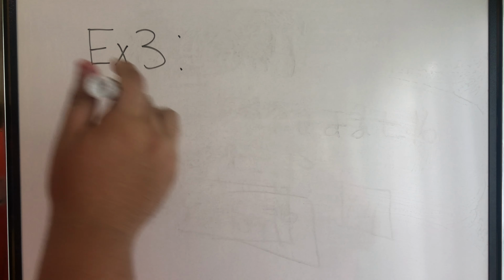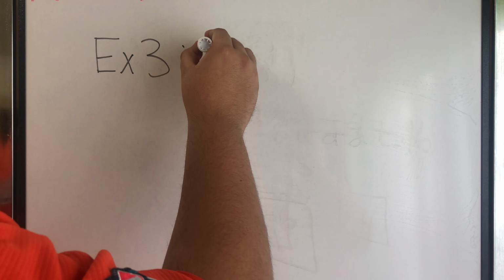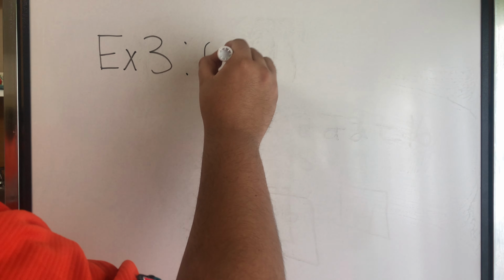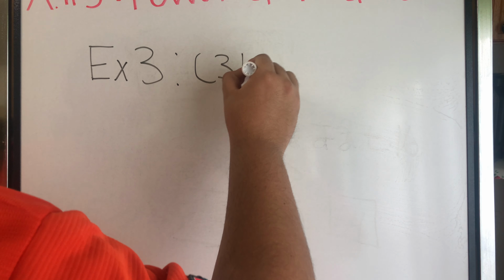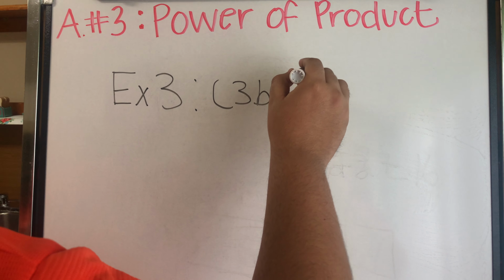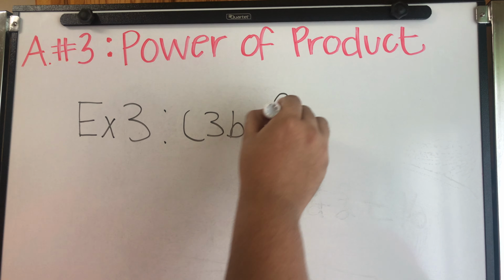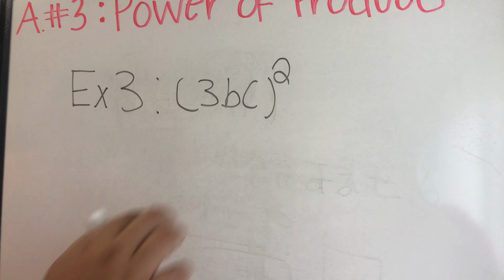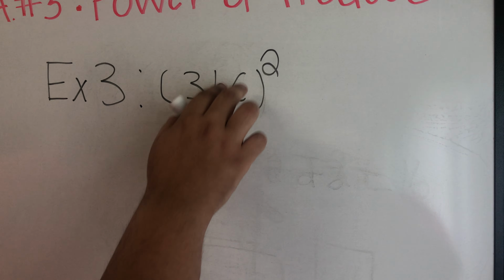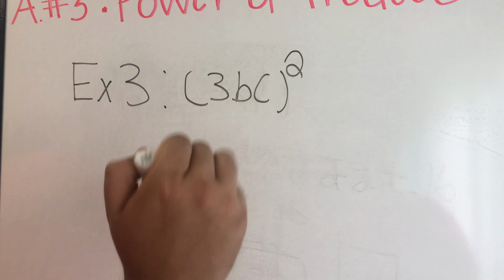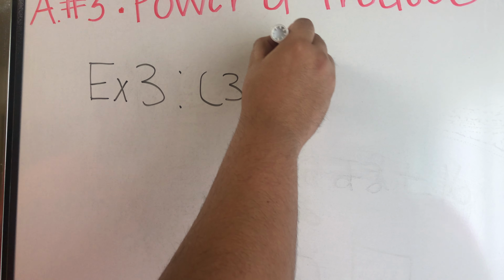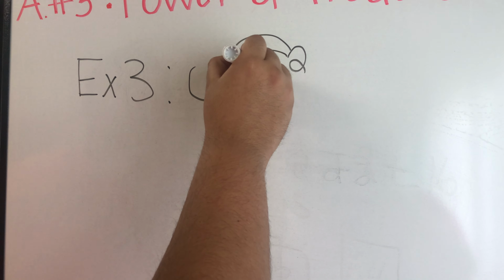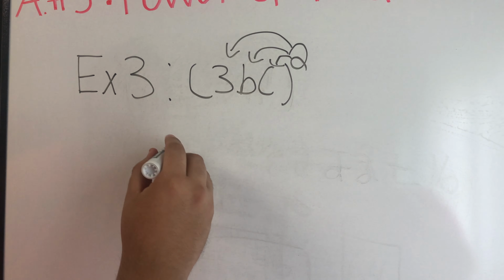Now let's jump into another one. Let's say we have 3bc, and all that is being raised to the power of 2. Of course, notice, now your variables have no exponent on top, so always assume it's 1. So this 2 is going to go to each of the following, and let's write it out.